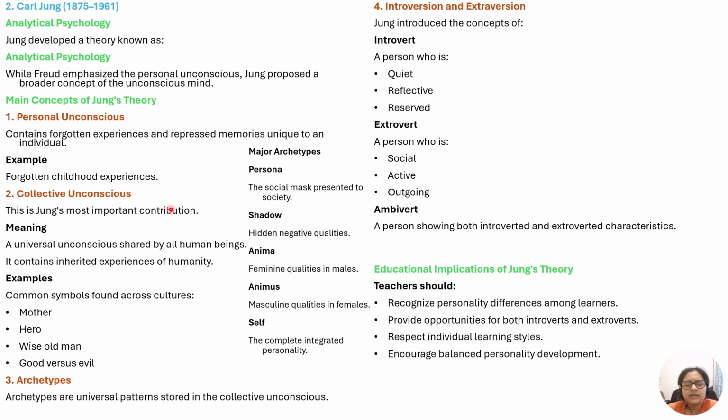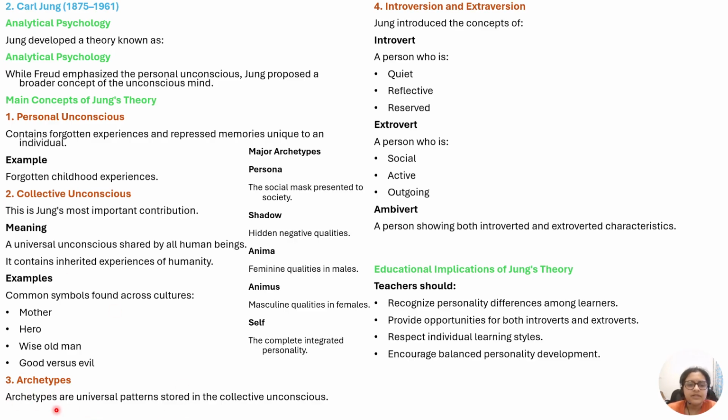All human beings have certain unconscious things which are shared by all human beings, like inherited experiences of humanity, our origins. For example, common symbols found across various cultures: mother, hero, wise old man, good versus evil, and so on. These are the general things.